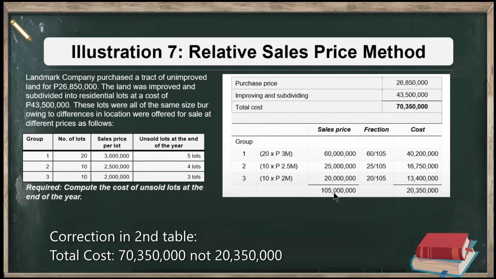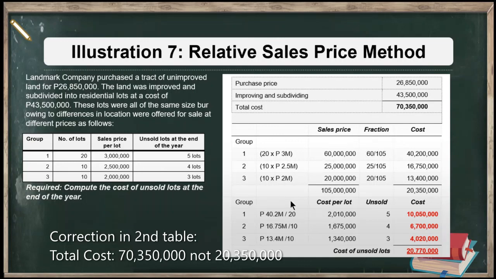And the next thing we're going to do is to get the fraction to apportion our total cost of 70 million 350. Correction, this is 70 million 350. So you have 60 over 105. We will get the same amount of zeros. So that's 60, 25, 20 over 105. So that's 40 million 200, and then 16 million 750, then 13 million 400. And again, correction, this is 70 million 350.